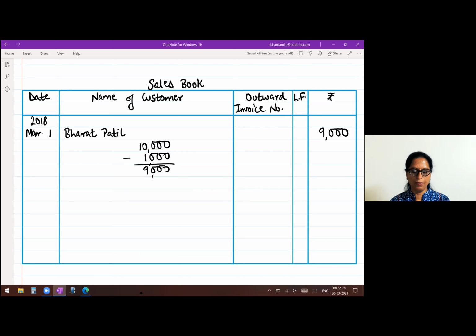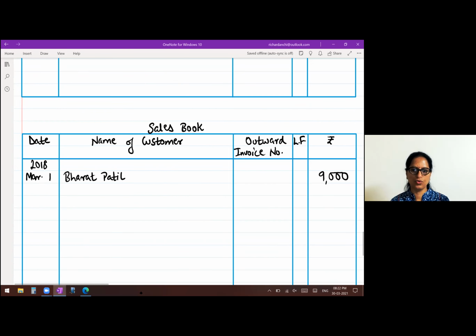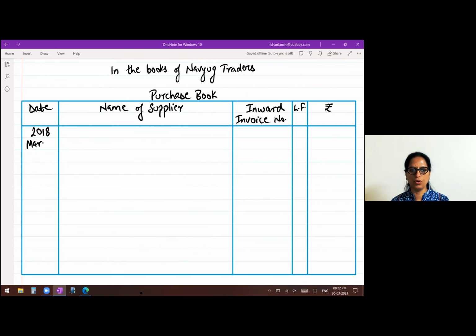Fourth, purchased from Naresh, goods of rupees 11,000 less 10% trade discount. Purchased, so you will write in the purchase book, write the date 4th, name of the supplier Naresh, 11,000 at 10%. So 10% of 11,000, 1,100, deduct 9,900. Write in the amount column.